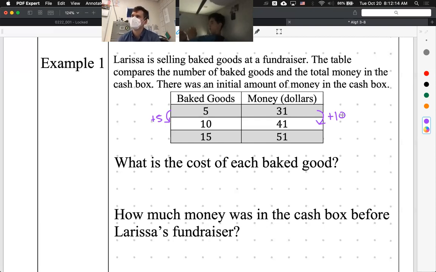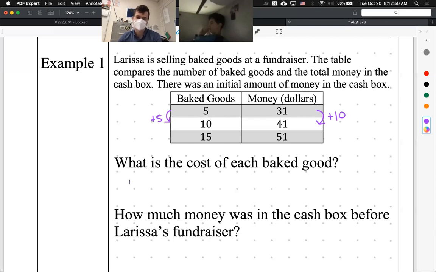You can call on someone else to try this a different way. It's 2. Each one costs 2. How'd you get that? 10 divided by 5. Why'd you do 10 divided by 5? Because 10 minus 5, it's going to be 0, and then on the other side it's going to be 21, so it's going to be 0, 21.